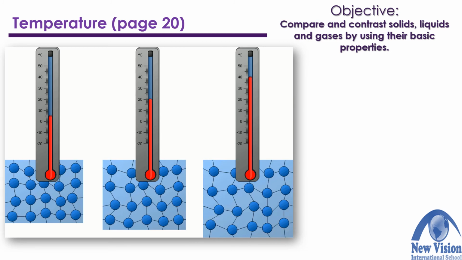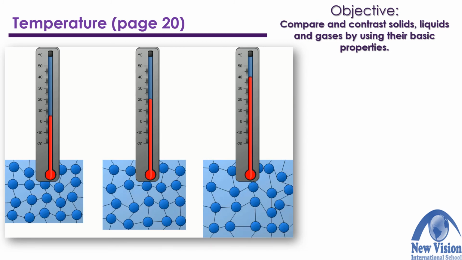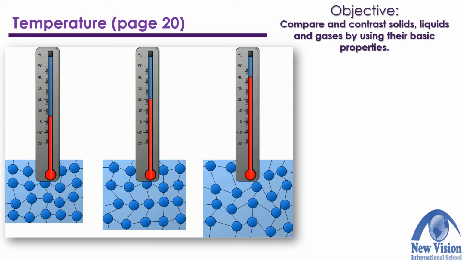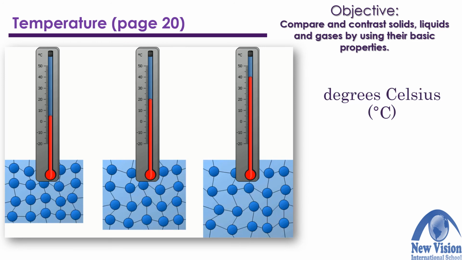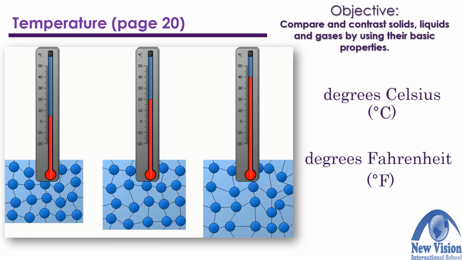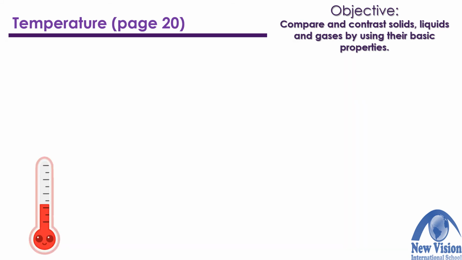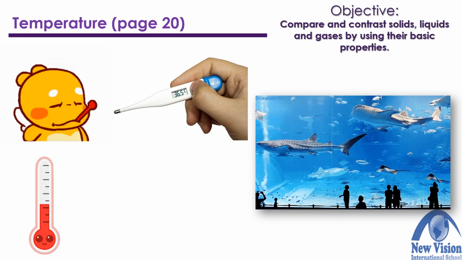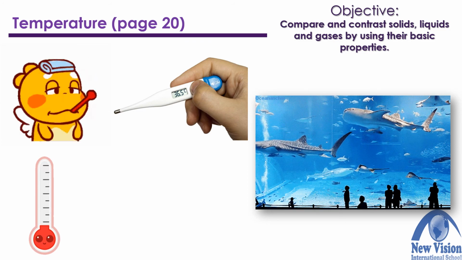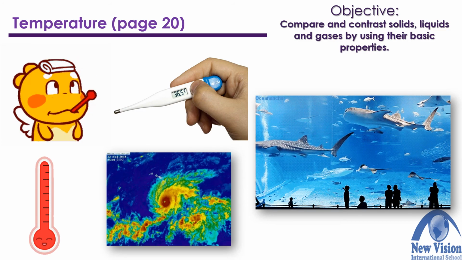We cannot see the particles that make up the object, but we can tell when they are moving faster because the object becomes hotter. We can measure temperature using a thermometer in degrees Celsius and in degrees Fahrenheit. Knowing the temperature of solids, liquids, and gases is very useful. For example, the temperature of your body can help monitor a health problem. The water in a fish tank needs to be kept at the right temperature, and a weather report gives us the temperature of the air.